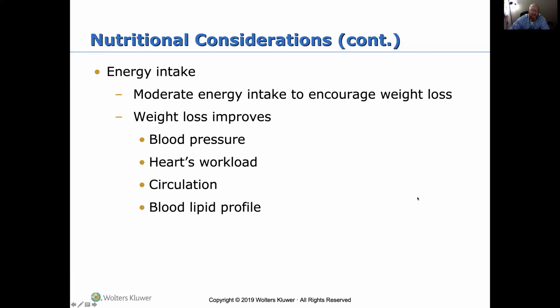Energy intake, that is what you eat. When you eat, you are taking in energy, calories. You want moderate energy intake to encourage weight loss, because in most cases of cardiovascular issues, most, not all, you're going to need weight loss to help with the situation. Weight gain has been a lot of the cause. Weight loss improves blood pressure, the workload of the heart, circulation of blood through the body, and your blood lipid profile, which is your cholesterol count.